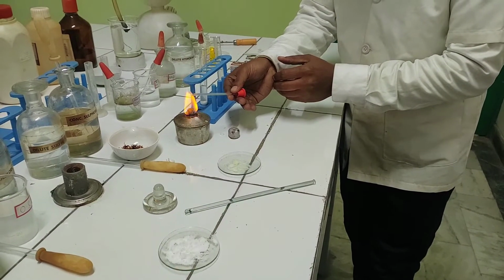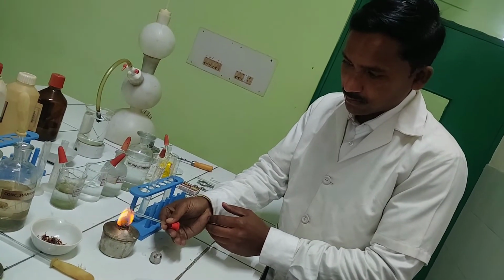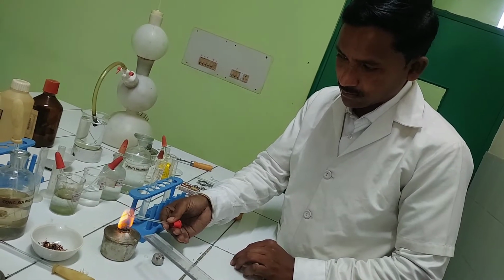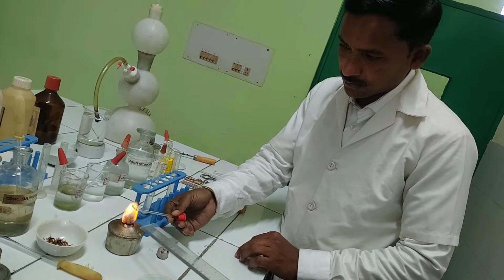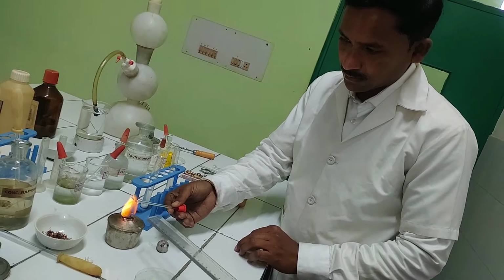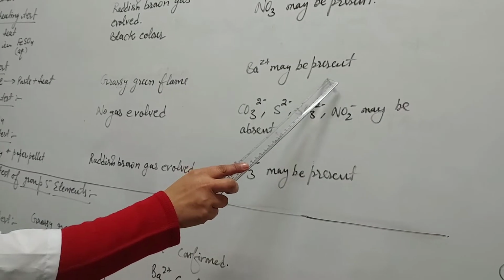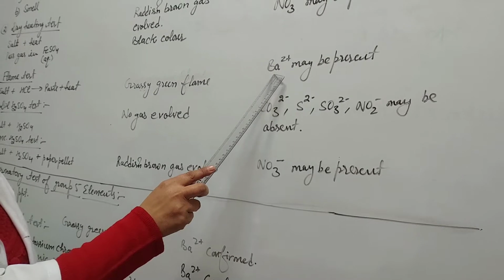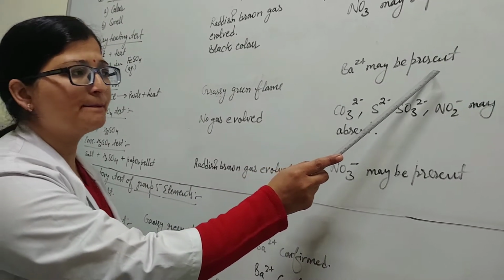When we are heating it on the flame, after some time you can observe, see here, it shows the grassy green color. See, this is the grassy green color. This grassy green color indicates that barium may be present. Barium ion is a cation, which means it is a basic radical. So a grassy green flame shows that barium may be present.